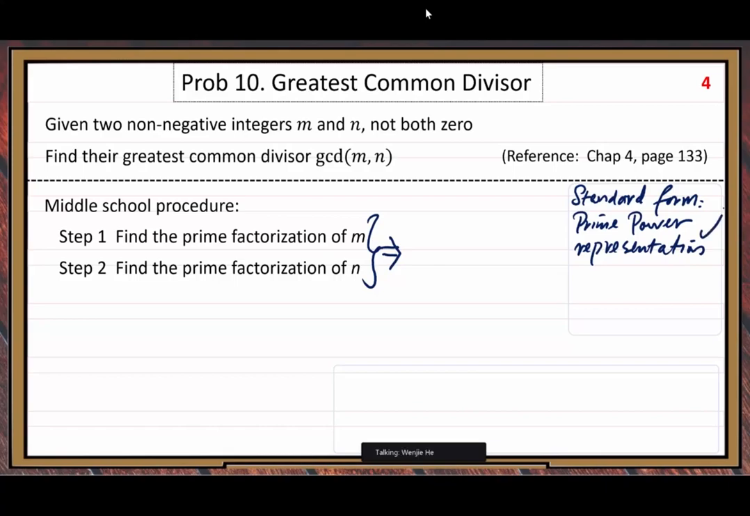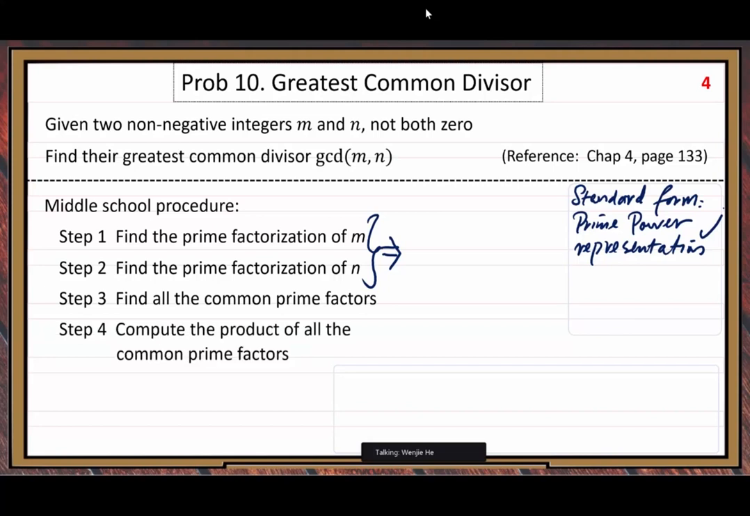Based on that standard form, we can find the greatest common divisor. That's the middle school method. Find all the common prime factors from the standard form. The last step, compute the product of all the common prime factors. In this method, the most important operation is the prime factorization operation.